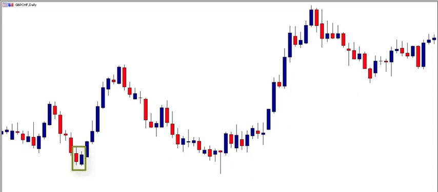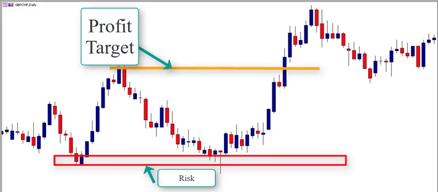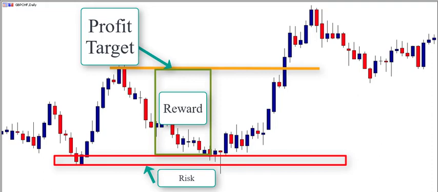To draw the zone, you draw the proximal line at the close of the second candle and the distal line at the lower shadow. So this is the demand zone, and this is approximately our risk. Our profit target is this resistance level. So the distance between the distal line and the proximal line is our approximate risk, and the distance between the proximal line and the profit target is our approximate reward. So this trade opportunity, as you can see, offers approximately more than 6-to-1 reward to risk ratio.